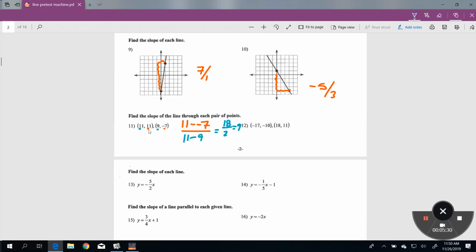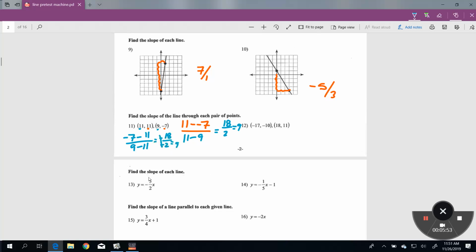I also could have done it the other way, negative 7 minus 11. So this y minus that y, second x minus the first x. 9 minus 11, I get negative 18 over negative 2, and negative divided by negative is a positive, and I get 9.